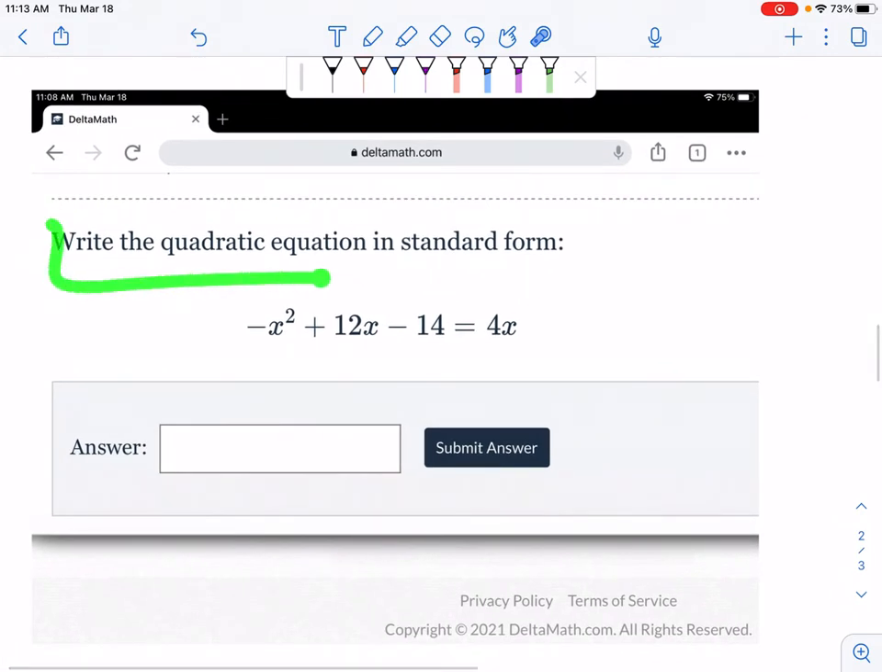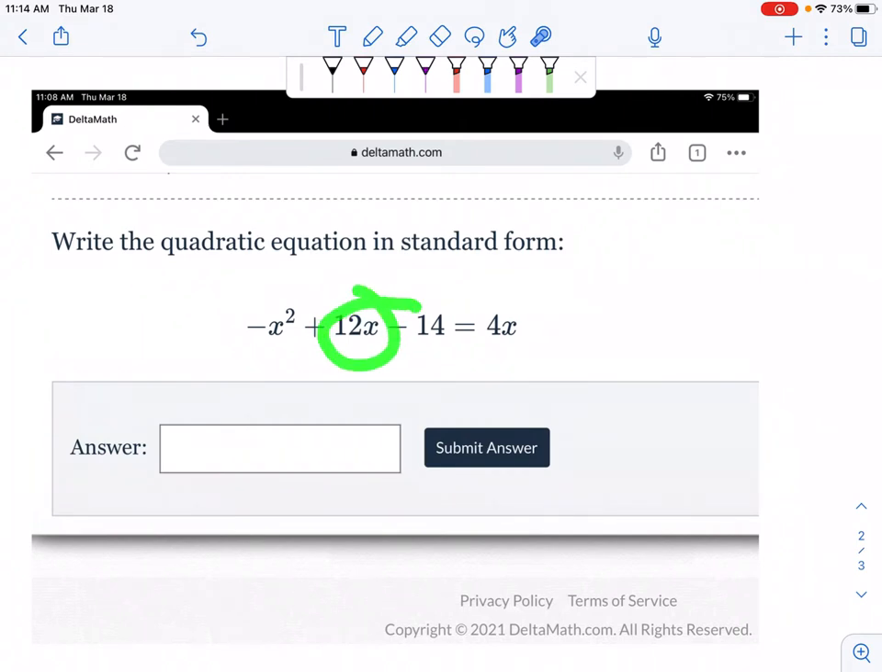Okay, and then writing the equation in standard form. Standard form means it needs to say equals 0. So right now it equals 4x. I don't want to find out what x is to equal 4x. I want to find out what x is when it equals 0. So I'm going to subtract 4x from both sides.